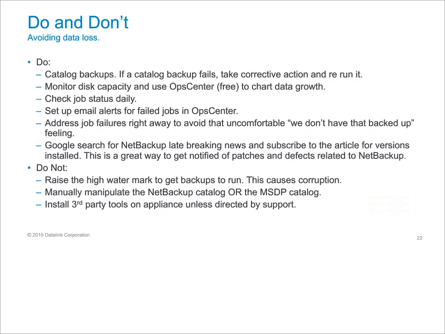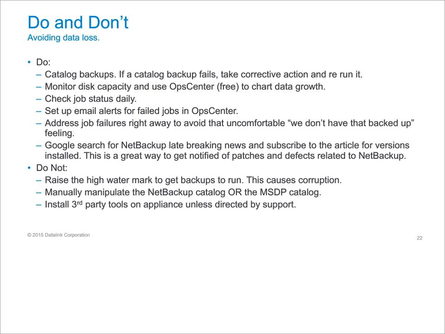So let's move into some do's and don'ts. Just a quick punch list of items to consider. Under do, catalog backups. We covered this a little bit earlier, and a lot of this is just a condensed version of that. Catalog backups are critical to maintaining a consistent backup environment. If a catalog backup fails, take corrective action and rerun it. You may not want to wait until the next catalog backup is due.